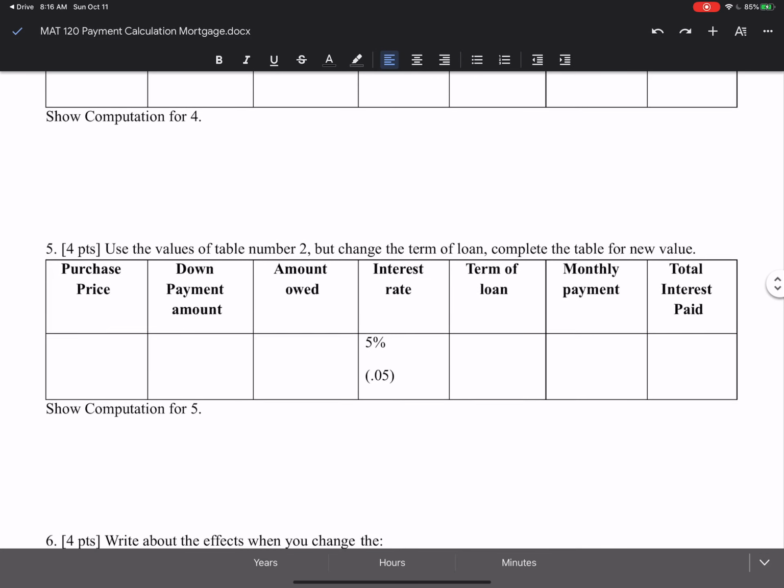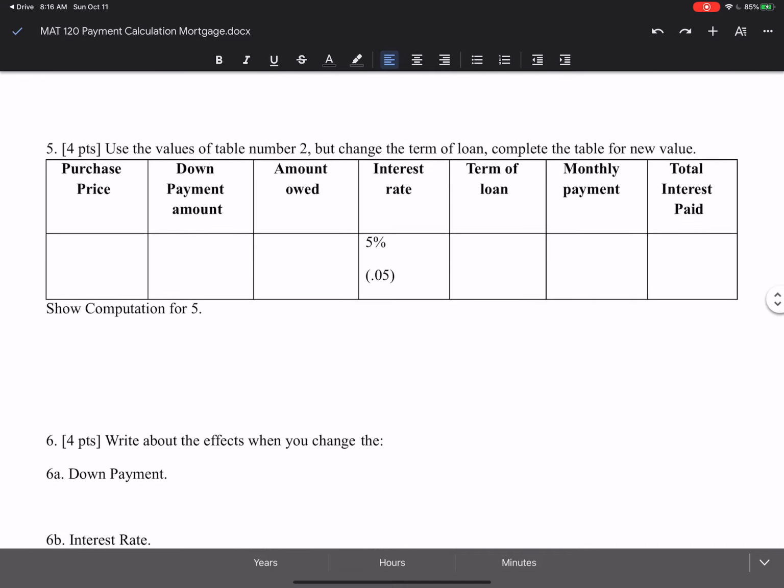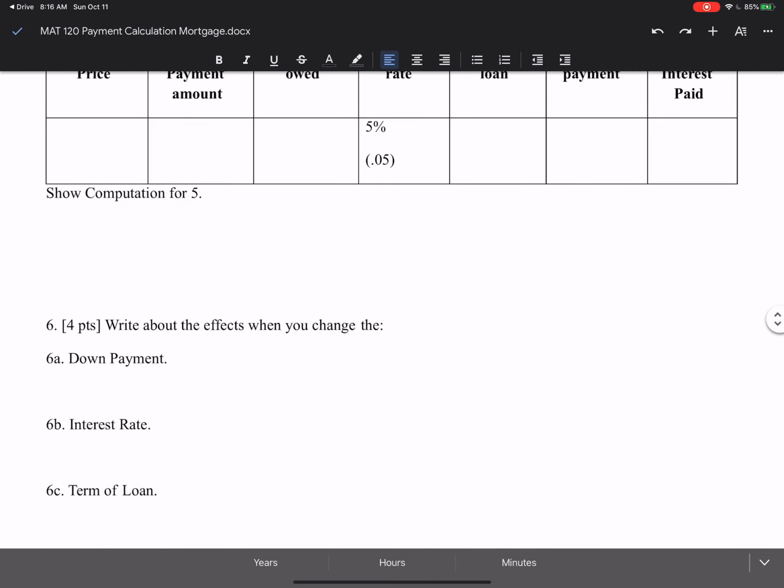In number 5, you're once again backtracking to table number 2, and you're going to change the term of the loan this time. So that means rather than 30 years, you'll pick a different term that you could get a mortgage for and calculate the monthly payment and total interest paid. Then in number 6, you're going to write about the effects when you change the down payment, the interest rate, and the term of the loan.